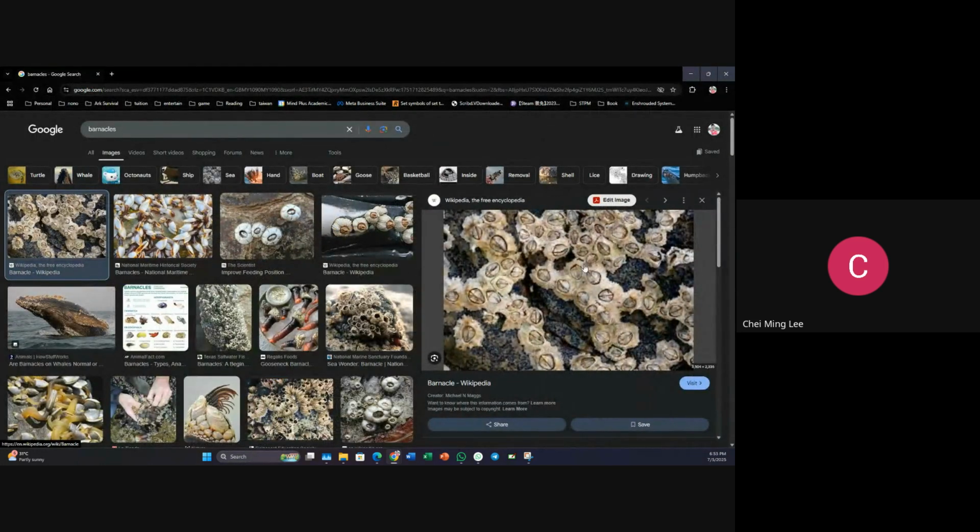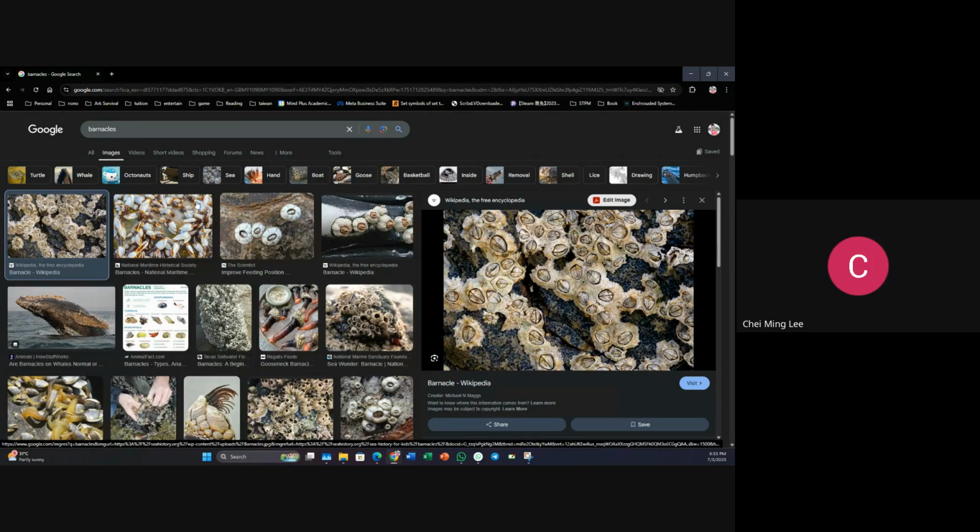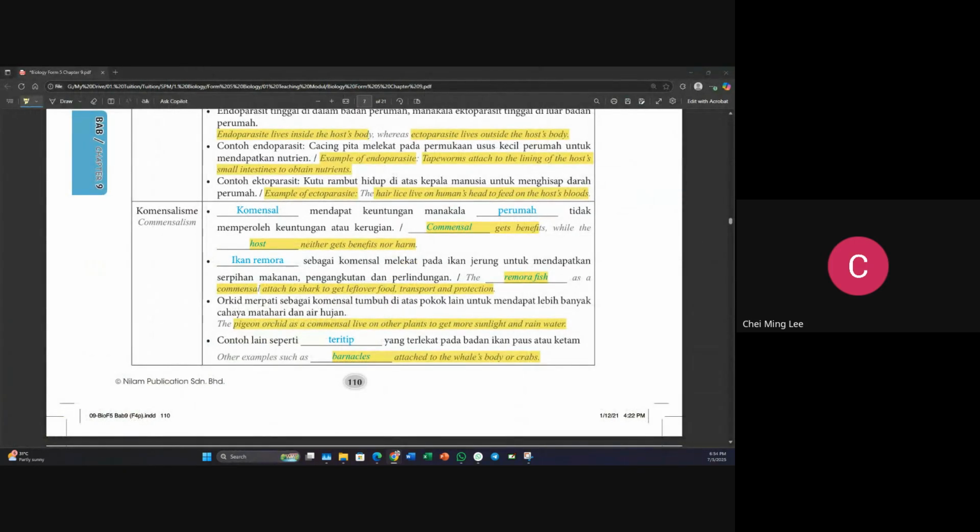Although it's called commensal, actually if there are too many, it will harm the host. So some people say they are parasites, some people say they are commensal. But it does not harm the skin at all. Actually, they just stay on it. It's just that when there are too many of them, it will cause harm to the host.